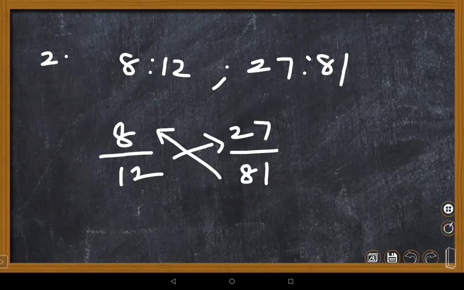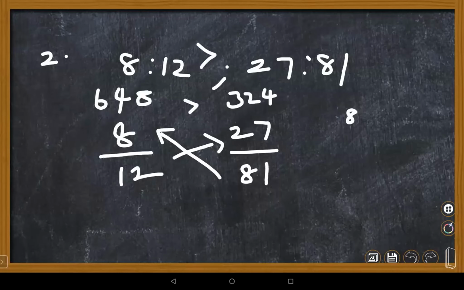Which is greater the ratio, children, here? Can you arrange these ratios in ascending order? Which is smaller, which is greater? Is it equal? Is it equivalent ratios? 8 times 81, 8 8s are 64, so 648. Here 12 7s are 84, and 27 times 12 is 324. It's not equal, ma'am. So this ratio is greater, right?